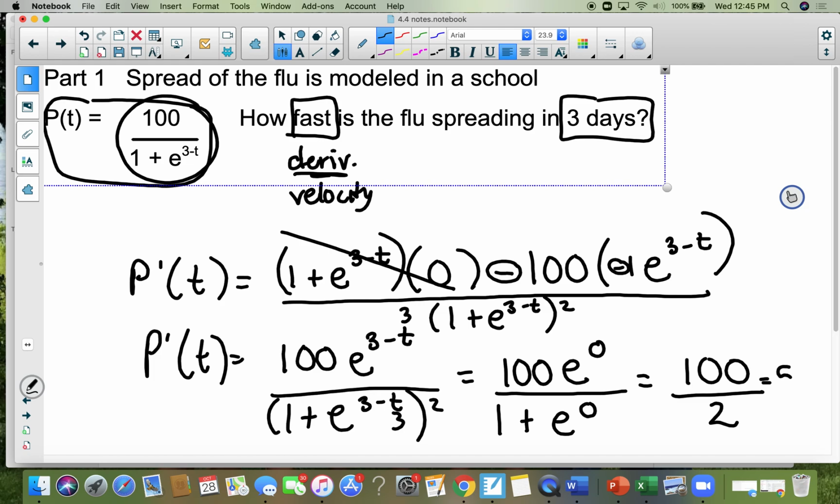and it's going to be, did I forget to square it? 1 plus 1 is 2, squared is 4, so it's going to be 25 per day.